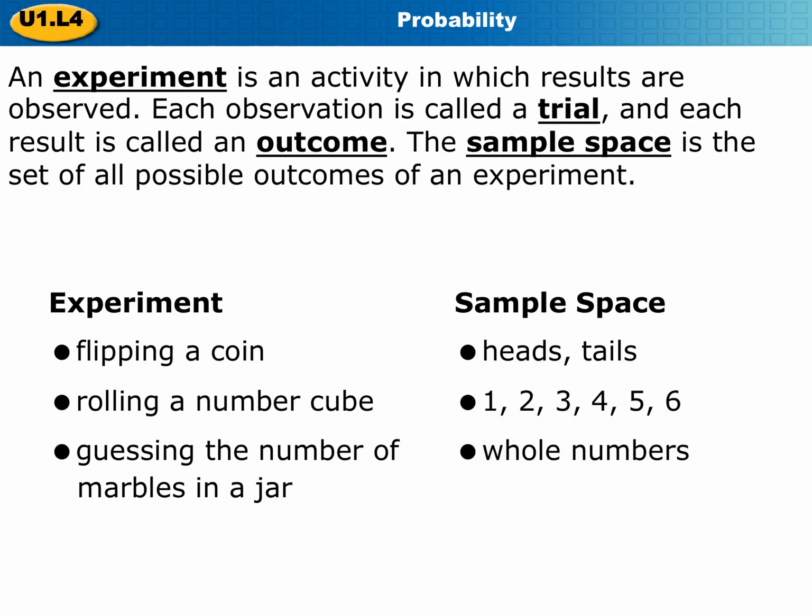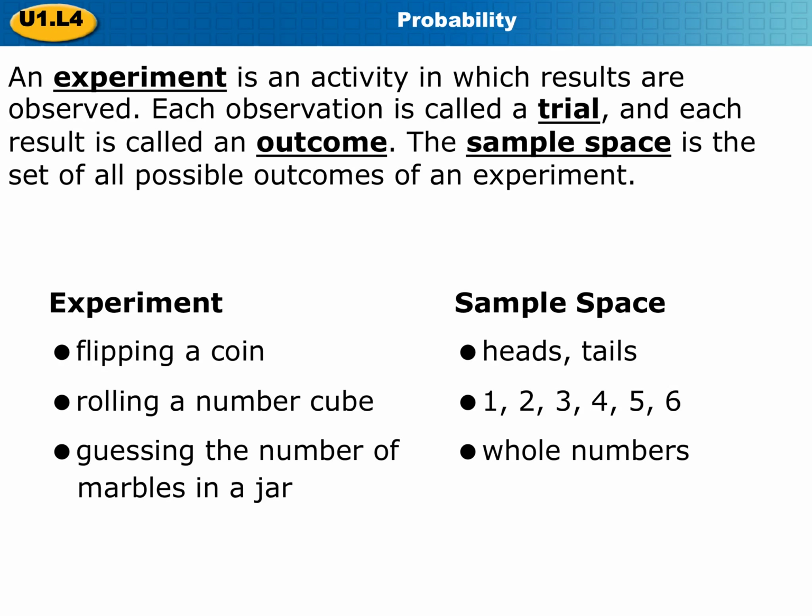In order to understand this lesson, we need to know some definitions. An experiment is an activity in which results are observed. Each observation is called a trial, and each result is called an outcome. The sample space is the set of all possible outcomes of an experiment.